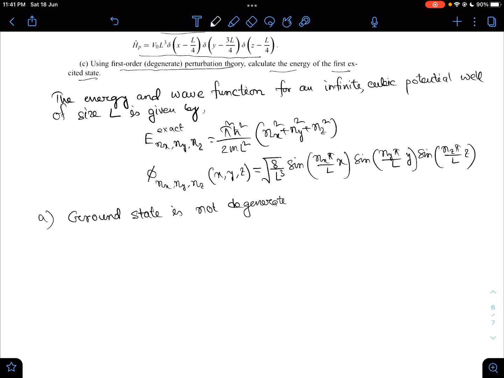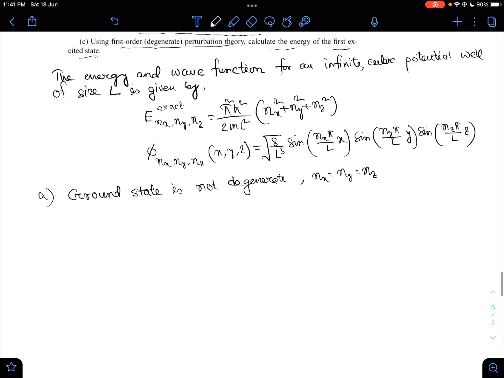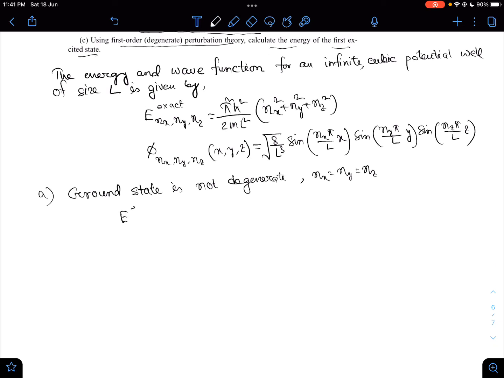For the ground state we have nx, ny, nz, all of them equal to 1. So the exact ground state energy is given by the following: pi squared h-bar squared by 2m L squared times (1 plus 1 plus 1) squared. Basically this is 3 pi squared h-bar squared by 2m L squared.